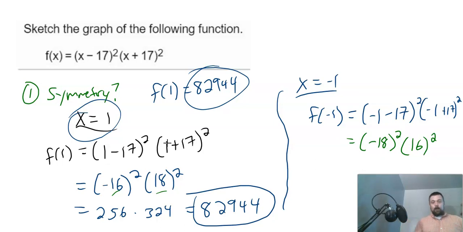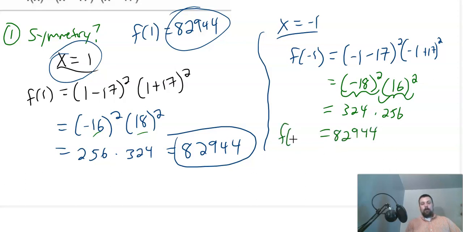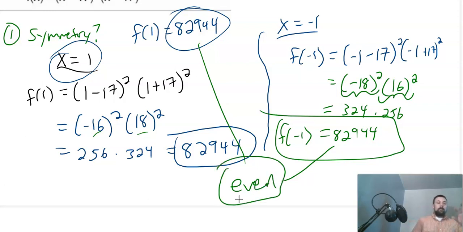So negative 18 squared, I don't even need to use my calculator because I know the answers. I have them over here, right? Negative 18 squared will be positive 324 because negative squared always comes out positive. 16 squared will be 256. When I multiply those together, I'll get the same answer, 82,944. So f of negative 1 also equals 82,944. And so that's a strong indication that this is an even function. Right? If you plug in the positive and the negative of the same number, and you get the same answer from your function either way, that's the property of an even function.